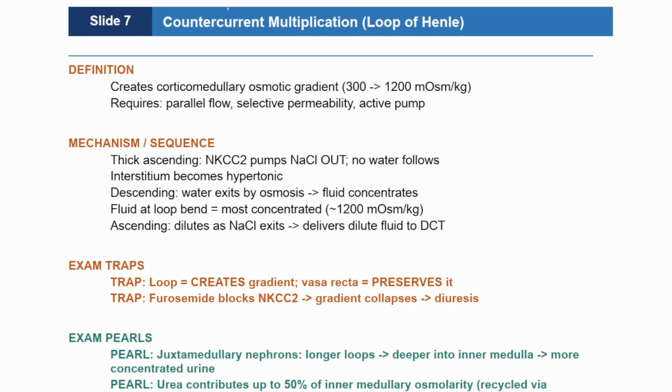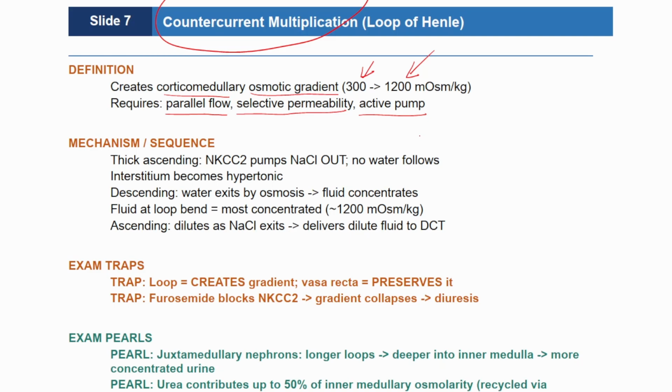By definition, countercurrent multiplication is responsible for creating a deep corticomedullary osmotic gradient, which increases dramatically from 300 to 1200 milliosmoles per kilogram as we move deeper into the renal medulla. In order to successfully establish this gradient, the system strictly requires three structural features. First, a parallel arrangement of fluid flow, selective regional permeability, and active transport pumps.